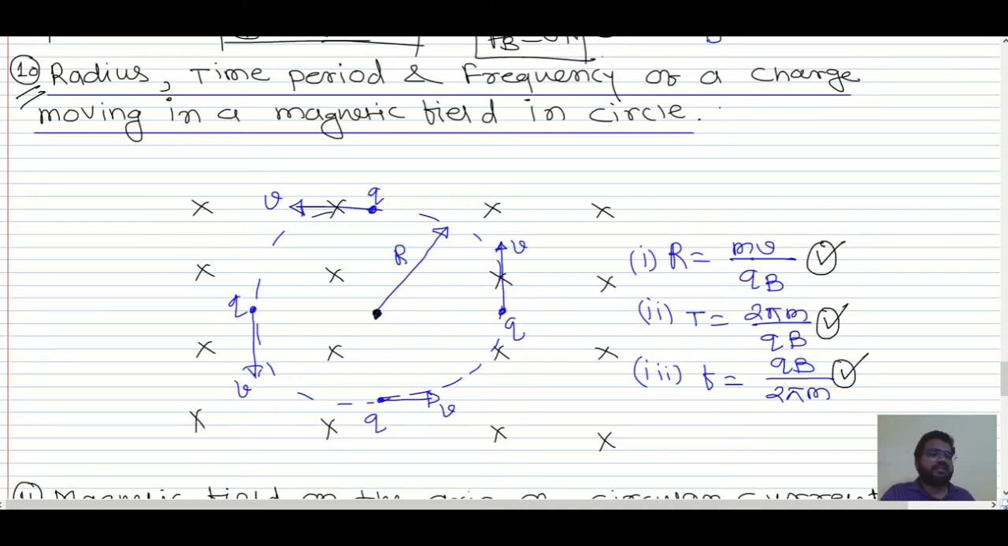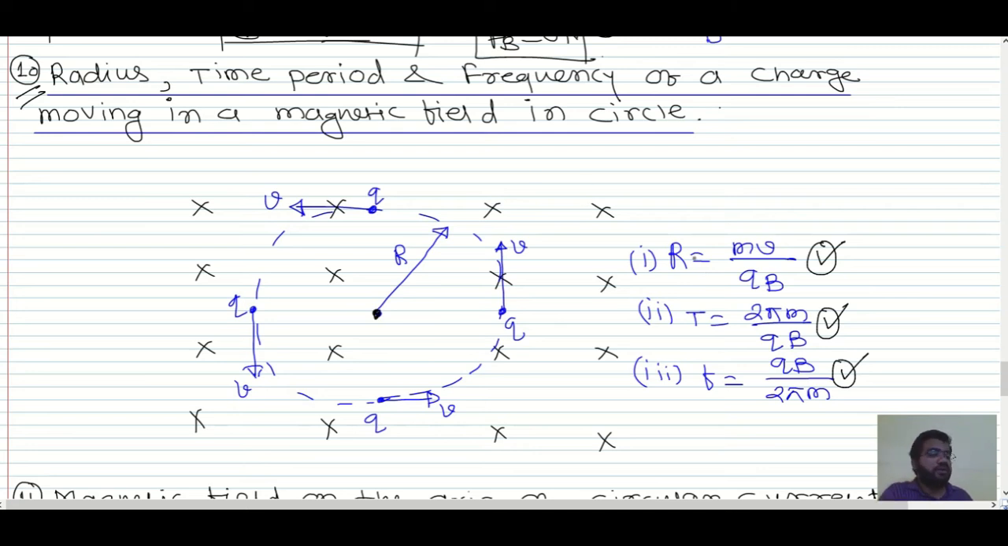So radius is mv divided by qb indicates if you increase the velocity, radius will increase. Time period is independent of the velocity. So very important point. Time period is independent of the velocity indicates if you throw the charge with velocity 1 meter per second, or else if you throw the charge with a velocity of 100 meter per second, the time period of the charge which is moving with 1 meter per second, or else the time period of a charge which is moving with 100 meter per second will be the same. As the time period is independent of the velocity, frequency is also independent of the velocity.